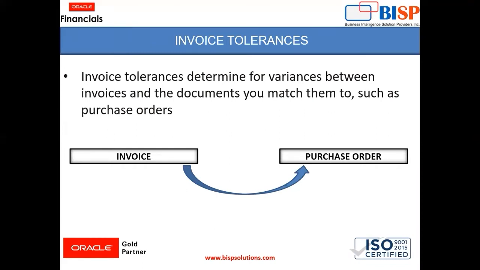If the variance goes beyond that tolerance level, then at the time of validating the invoice, while we are creating the invoice, the system will place a hold there, right? It will not allow us to validate, if we have set an invoice tolerance at the invoice level.